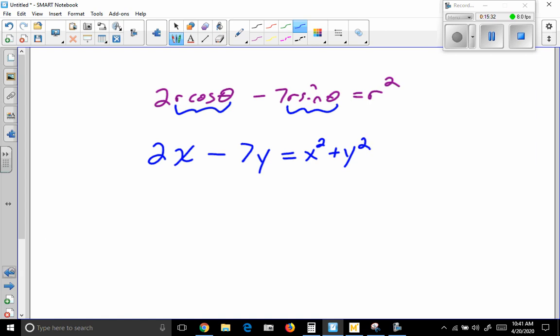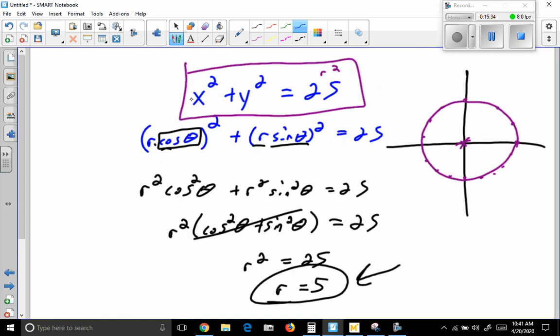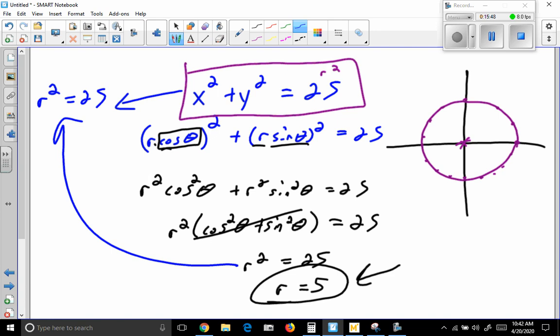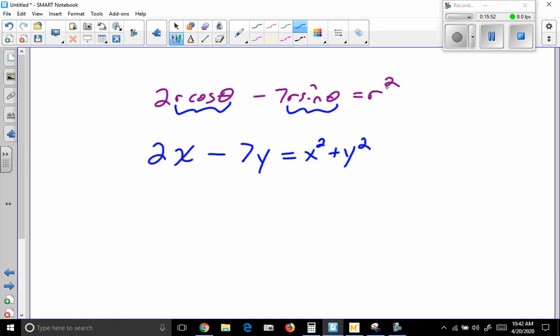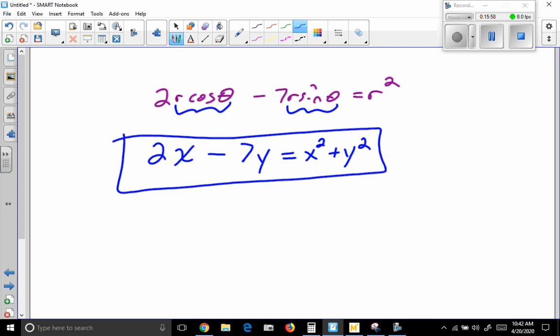Which brings up something I meant to mention earlier. On the previous problem, we could have done it this way, or we could have said x squared plus y squared is equivalent to r squared, so we could have changed the left side to r squared, and we would have ended up in the same place. That's just an alternative way to have done that. But anytime we have r squared, we can replace it with x squared plus y squared. So now this equation is in rectangular coordinates instead of polar coordinates.